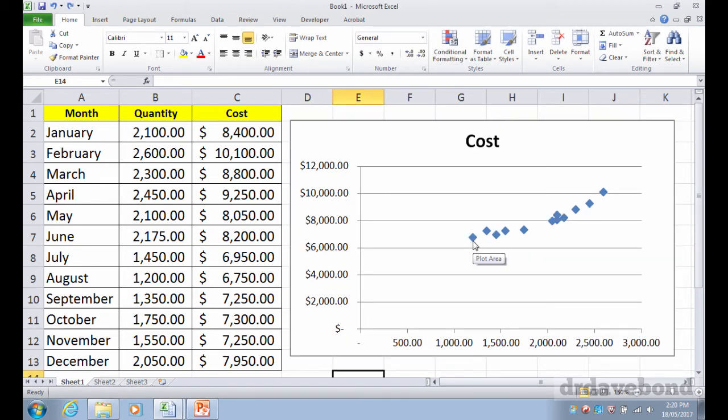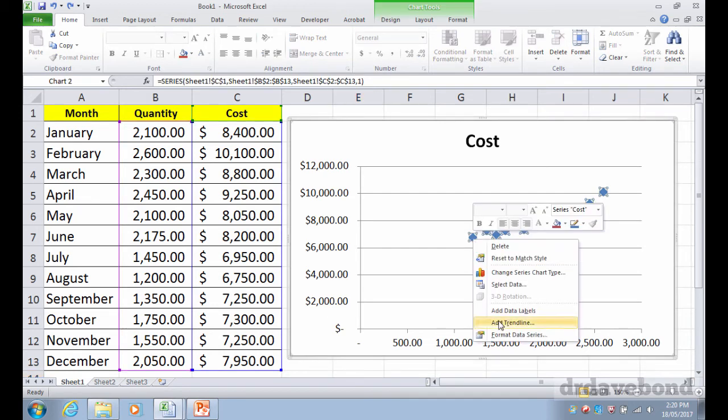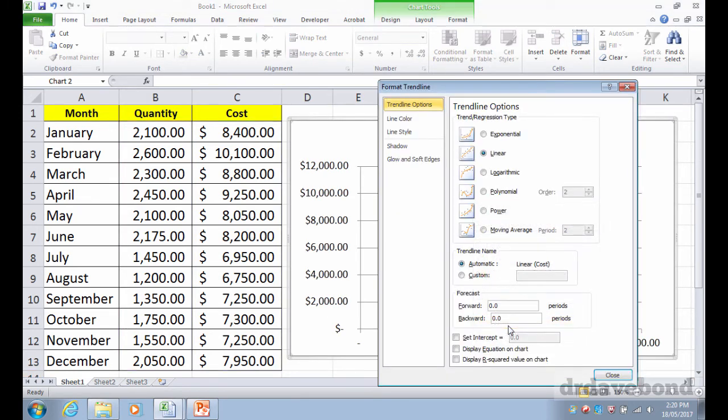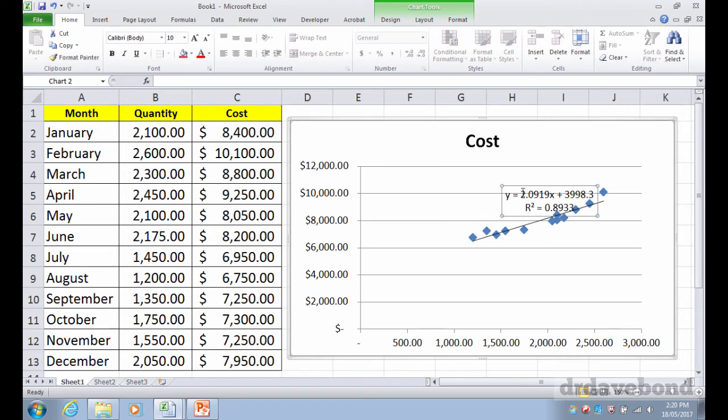So the way you do it is you right click on one of the data points, add trend line. We wanted to keep it as a linear trend line because a linear trend line is exactly what we're doing. We want to display the equation on the chart, and I'll display the R squared, close it down, and that's it. So what we've done is we've created a line of best fit through the data points.